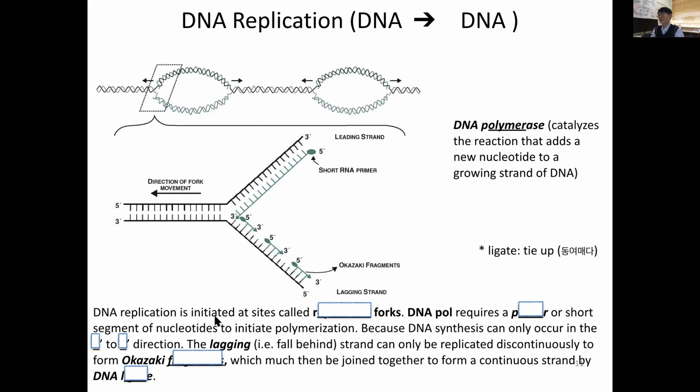So DNA replication is initiated at sites called replication forks, which look like this fork structure. And DNA polymerase requires a short segment of nucleotides to initiate polymerization. So we call it a primer. And this DNA synthesis can only occur in the 5' to 3' direction. The lagging, falling behind, meaning this strand can only be replicated discontinuously to form Okazaki fragments. Then you have to join these together. That tie-up is called ligation, to form a continuous strand, so we need an enzyme doing this ligation. So that's called, of course, DNA ligase.